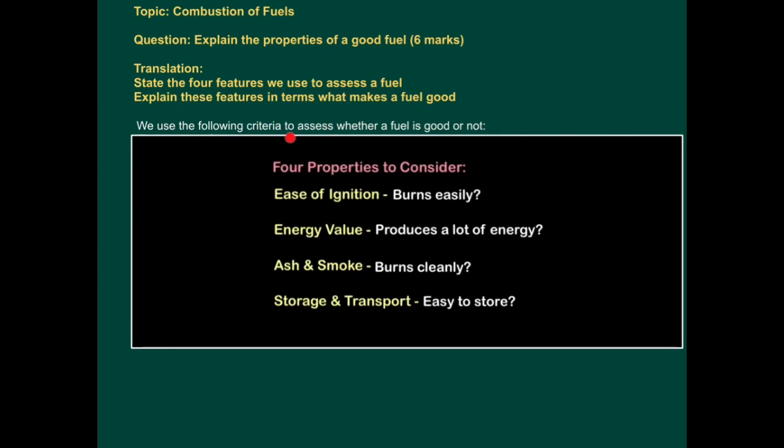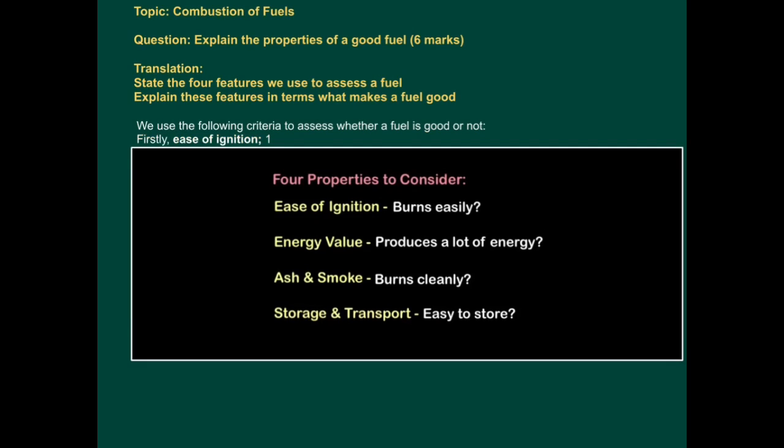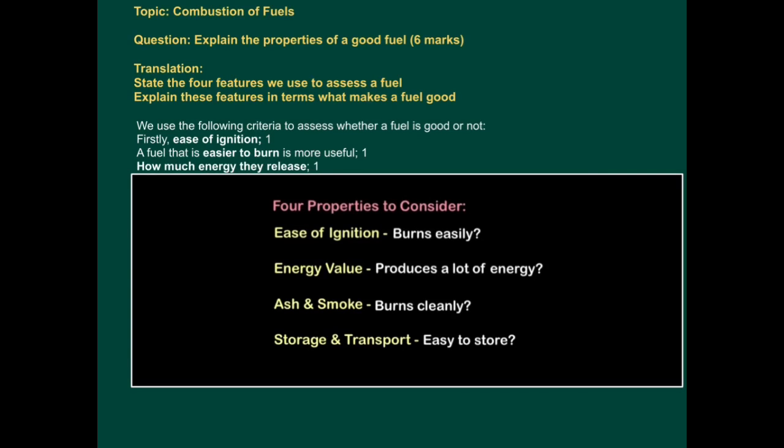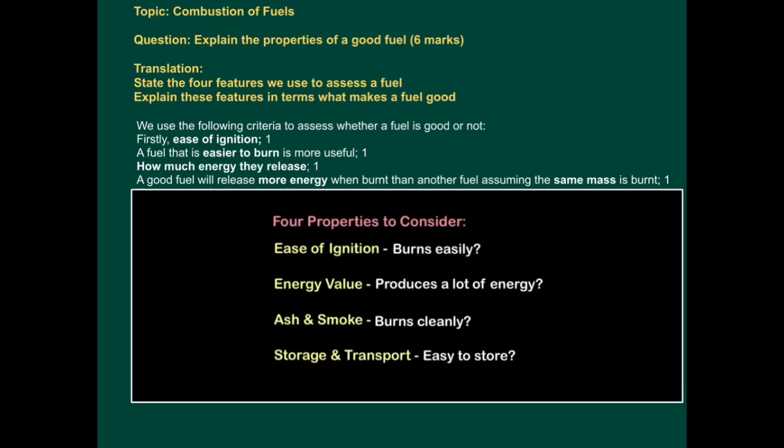So we use the following criteria to assess whether a fuel is good or not. Firstly, ease of ignition. And then we can qualify that by saying a fuel that is easier to burn, that's what ignition means, burning ability, it's more useful because you don't have to spend more time and energy trying to light that fuel. Secondly, we use the idea of how much energy the fuel releases. Obviously, a good fuel will release more energy when burnt than another fuel, assuming the same mass is burnt.